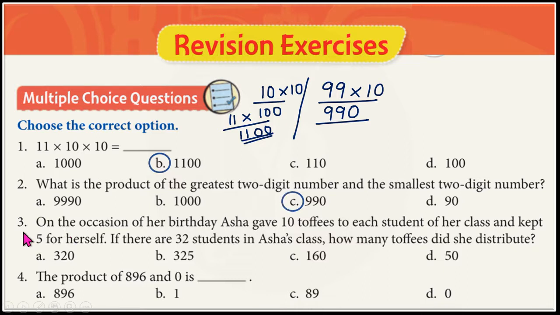Moving to the next question. Question number 3. On the occasion of her birthday, Asha gave 10 toffees to each student of her class and kept 5 for herself. If there are 32 students in Asha's class, how many toffees did she distribute?